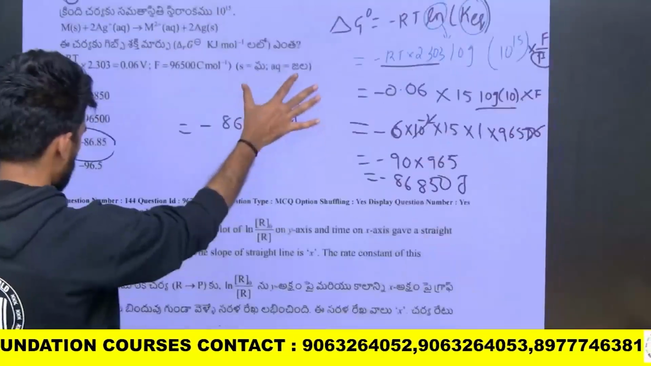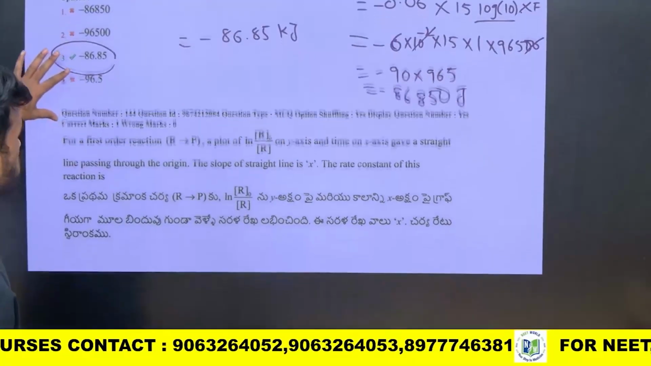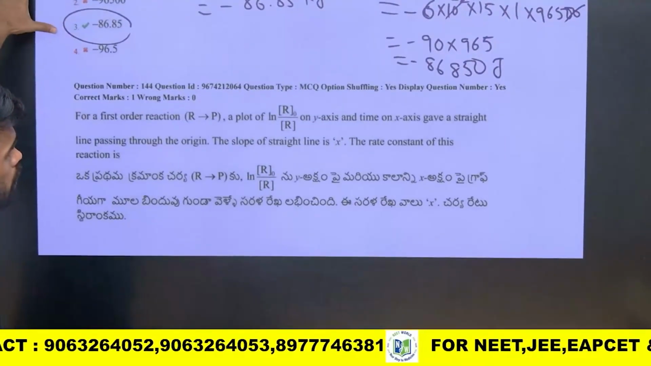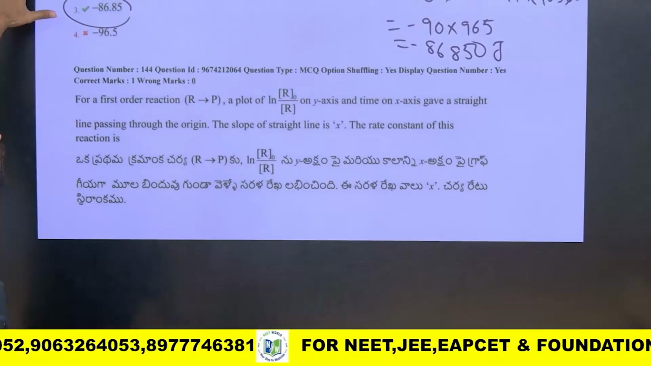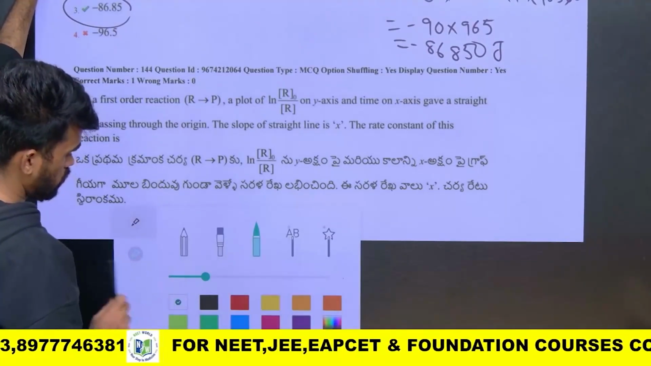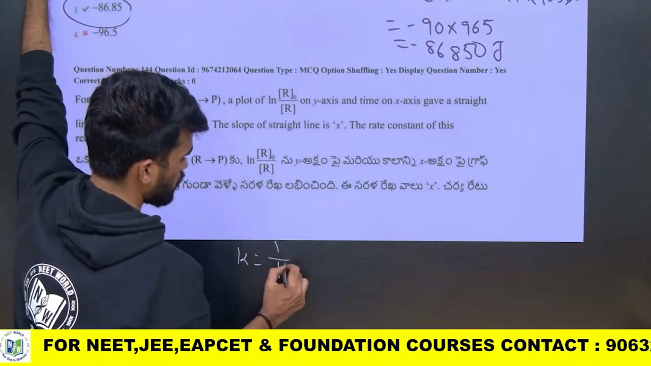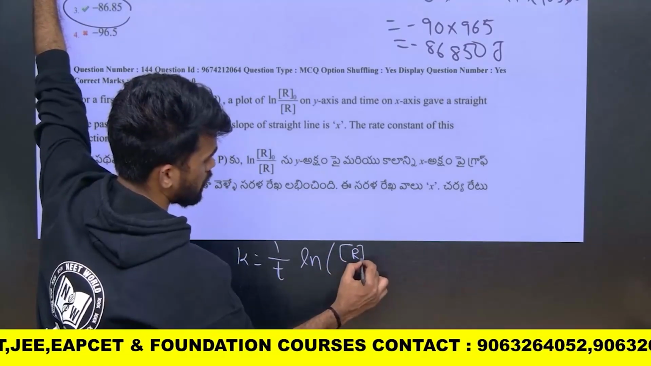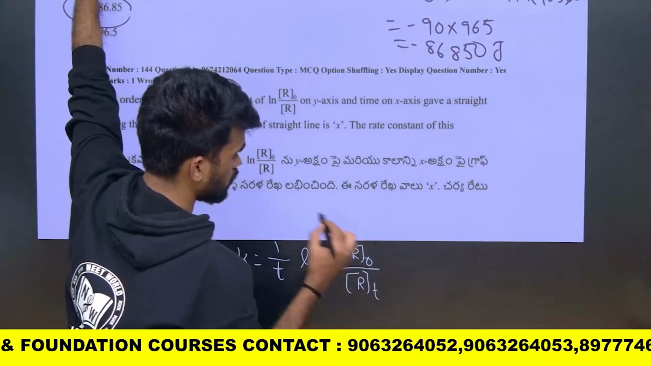Let us move further. Question 144 here. For a first order reaction, a plot of ln R naught by R against time gives a straight line passing through the origin with a slope of x. So simple here. What is the first order rate equation we have? K equals 1 by t ln initial concentration of reactant by reactant concentration at time t.